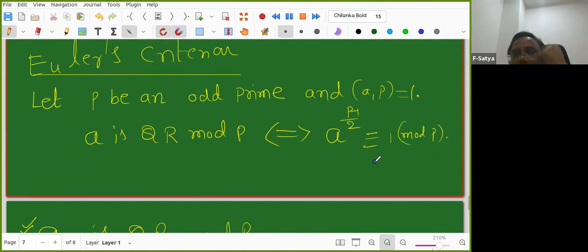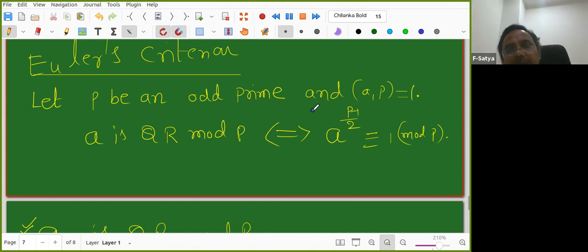But before going to that, what is this result saying? For example, you are a computer person, so you want to write programs. Somebody gave you a prime number p and an integer a with gcd(a, p) = 1. They asked you to check whether it is a quadratic residue or not. The definition says that a is a quadratic residue only when x squared equal to a mod p has a solution.